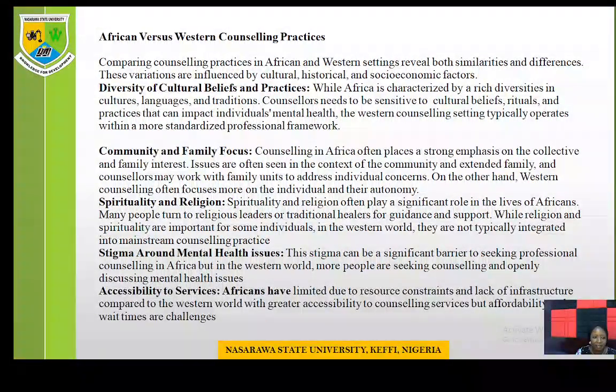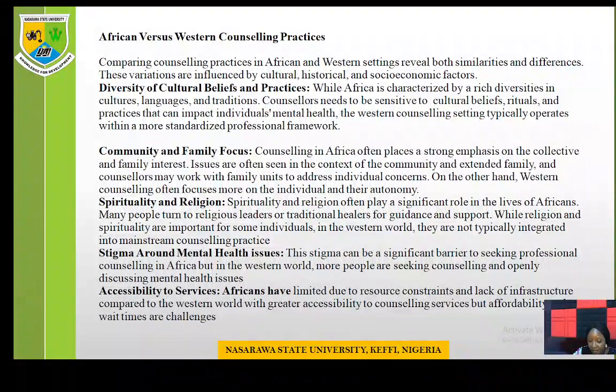I'm not saying that counseling does not exist. It does. But the majority of Africans will first of all go through the religious leaders. They will go through the traditional doctors or healers, as maybe put sometimes. And so while religion and spirituality are important for some persons in the West, they don't integrate religion into the mainstream of counseling.